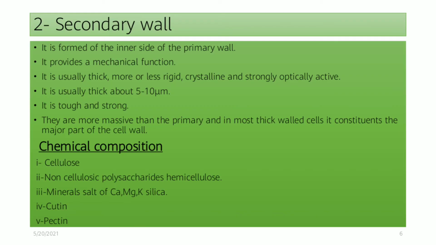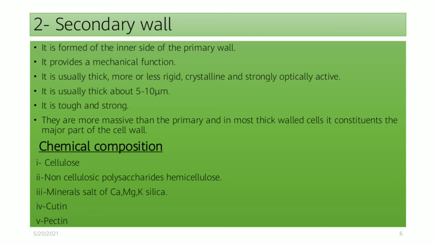The second structure, that is a secondary wall. It is found inner to the primary wall. So it is formed on the inner side of the primary wall. It provides a mechanical function. It is usually thick, more or less rigid, crystalline, and strongly optically active. It is usually thick, about 5 to 10 micrometer. It is tough and strong.